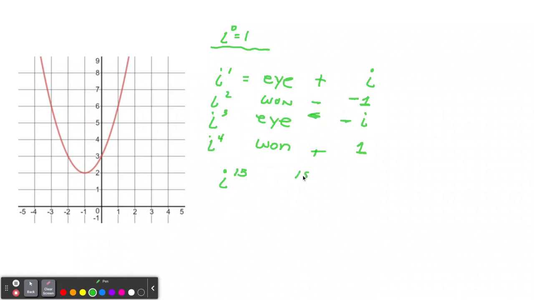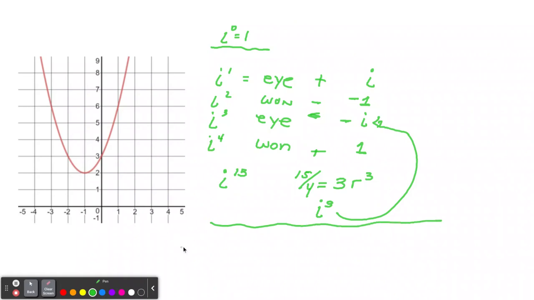How would you do i to the 15th? So again, it's 15 divided by 4. That goes 3 times, but you don't care about that. How much is remaining? 3. So you're going to say i to the third power. And what's i to the third? It's negative i. So with that, you can do any one.